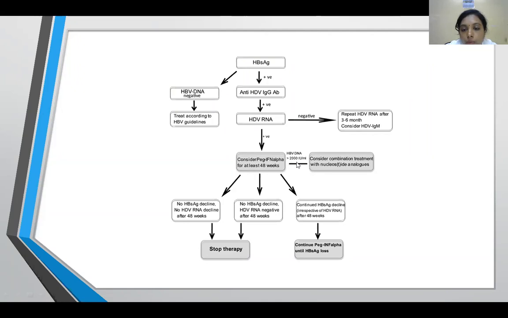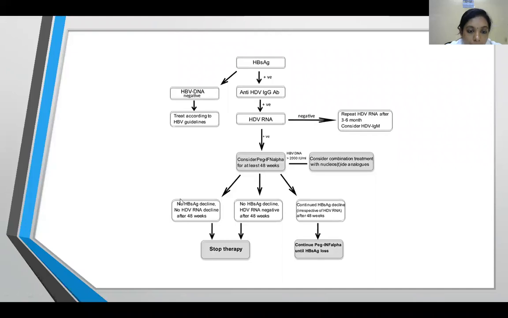Now, if HBV DNA is more than 2000 international units per ml, consider combination treatment with nucleoside or nucleotide analogs. So, if there is no HBs antigen decline and no HDV RNA decline after 48 weeks, you have to stop the therapy. This is after you give PEG interferon alpha. Then, if there is no HBs antigen decline and HDV RNA has turned out negative, then also you can stop the therapy.